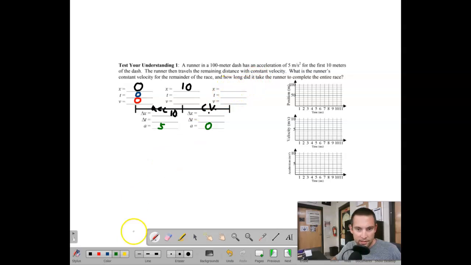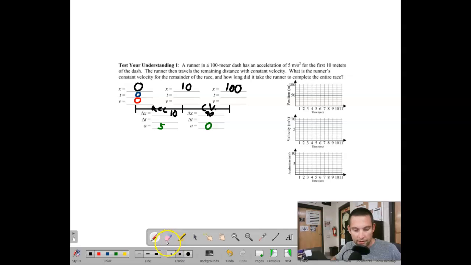We know the ending position is going to be 100 meters. Right? It's a 100-meter dash. Oh, I can kind of cheat here, right? My starting position was 10. This is 100. Guess how far they were running at a constant velocity? 90 meters. Right? Because this plus this gives me this, and then this plus this will give me this.